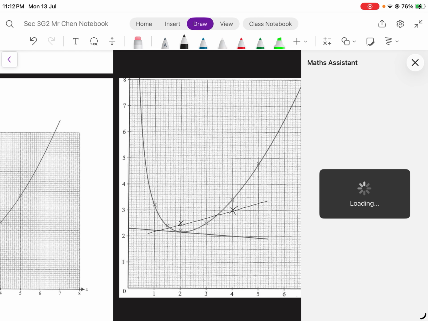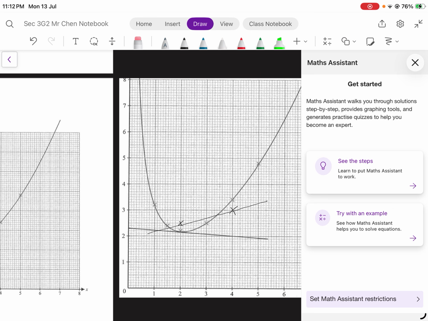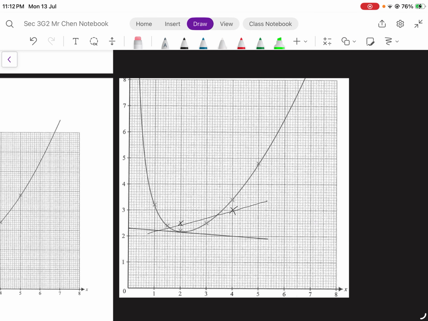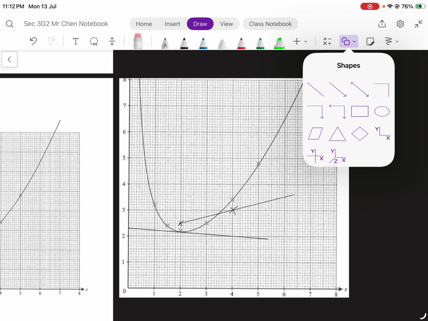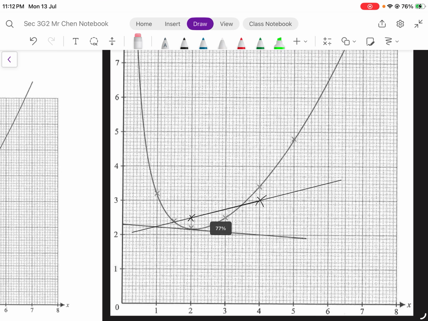I don't think I can draw a straight line here because the thing will always run. Let's see if it works. Oh, okay, it works. We try to draw and extrapolate the line so that it goes beyond. Let's see if I can get a roughly straight line. Yes. Okay, well done.